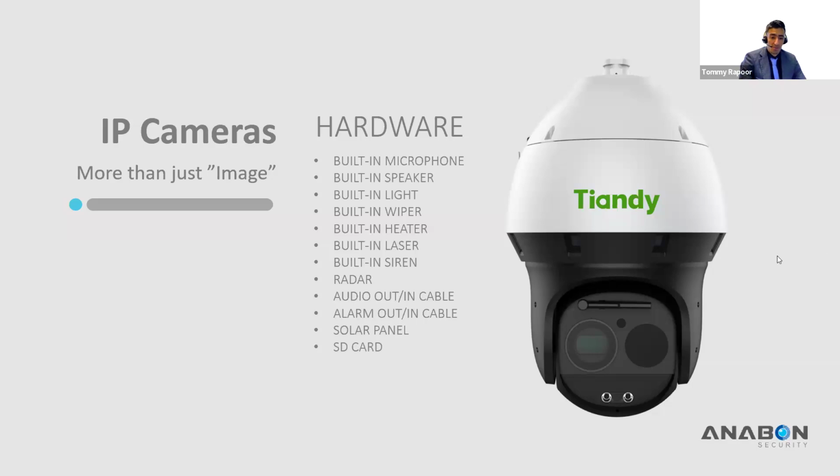Alarm in, alarm out cable to be notified physically, or for the camera to get notified physically. Solar panel, SD card to provide you with a standalone option. So that's about the hardware. You may see tons of different features comparing different brands. Now let's go with the software side here.